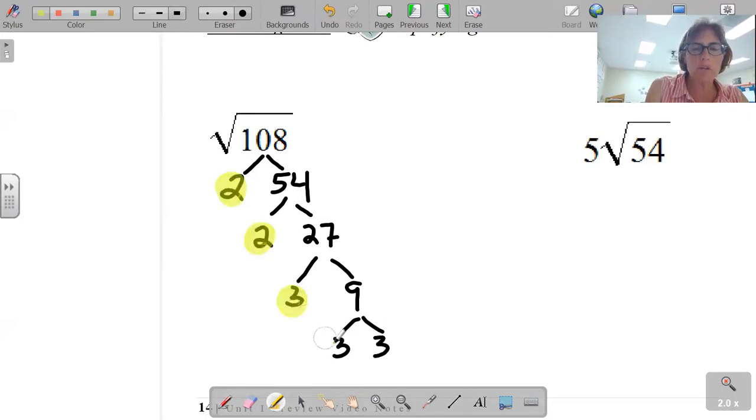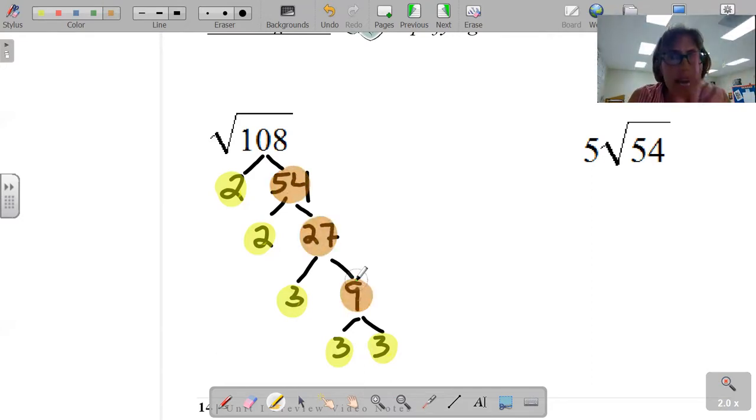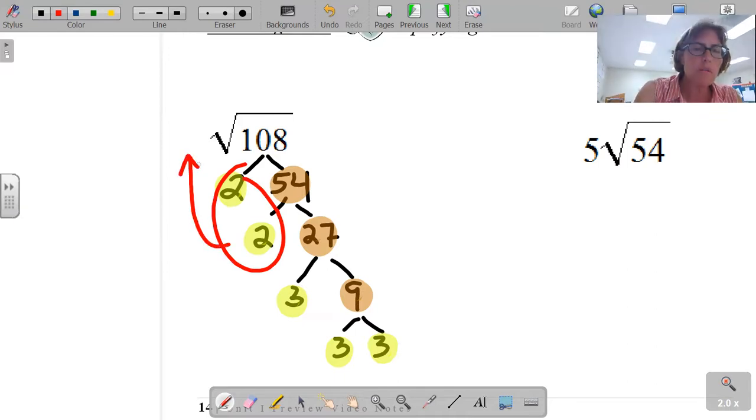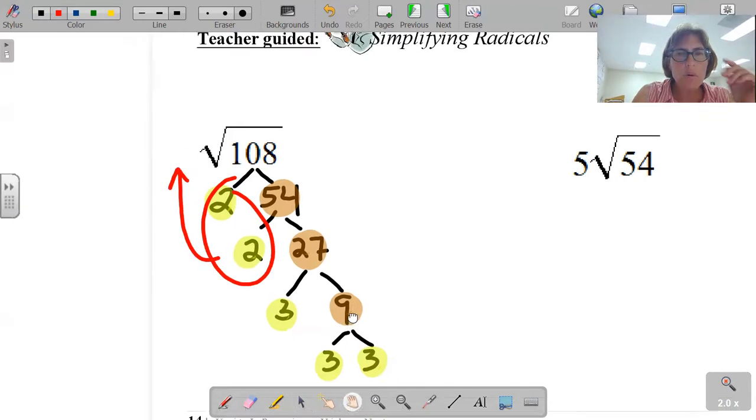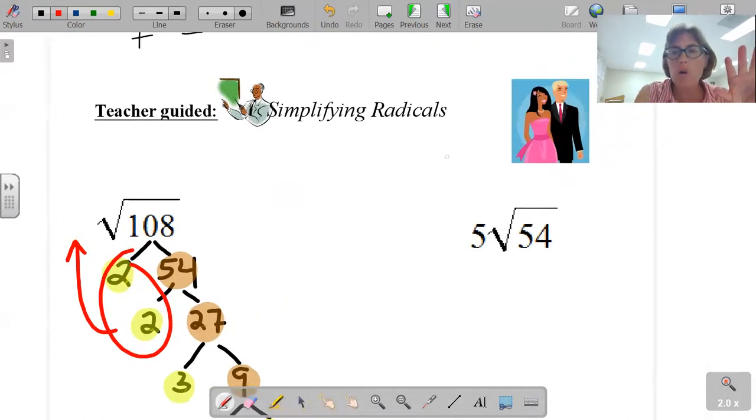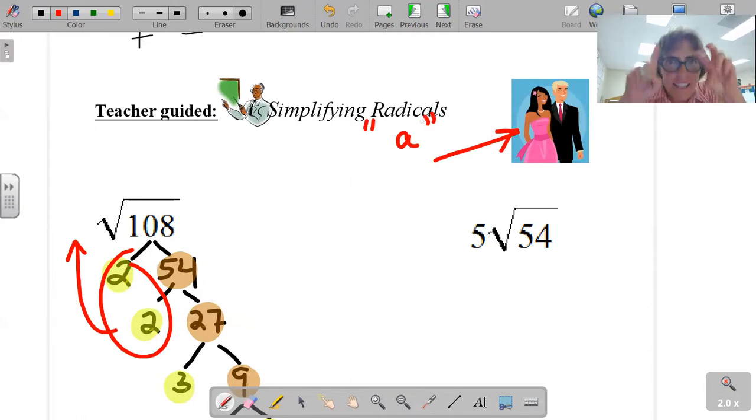See the prime numbers here? These are what I will call the leaves, versus the non-prime numbers, which are the branches. So you're only looking at the leaves when you simplify. And here's my storyline. If you have a date, which means a double, you get to go out. But when we refer to a couple, there goes a cute couple. Notice it's singular. There goes a cute couple.